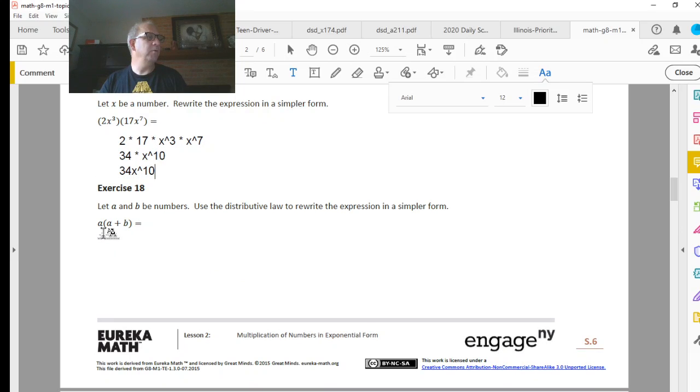What about this one? So if I'm doing the distributive power, right, I'm multiplying a term on the outside times 2 terms on the inside. So I've got to do everything together. So I've got to do, let me write on it, A times A, and then I've got to do A times B.